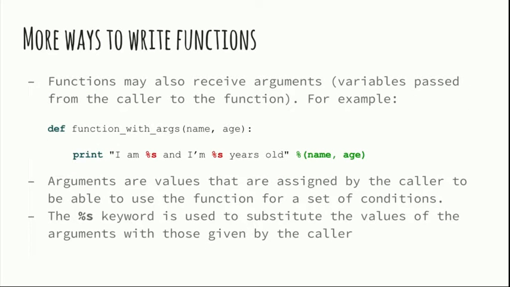More ways to write functions. Functions may also receive argument variables passed from the caller to the function. For example, def function_with_argument(name, age). The body part will be print("I am", name, "and I am", age, "years old"). Arguments are values that are assigned by the caller to be able to use the function for a set of conditions. The keyword is used to substitute the value of the argument with those given by the caller.